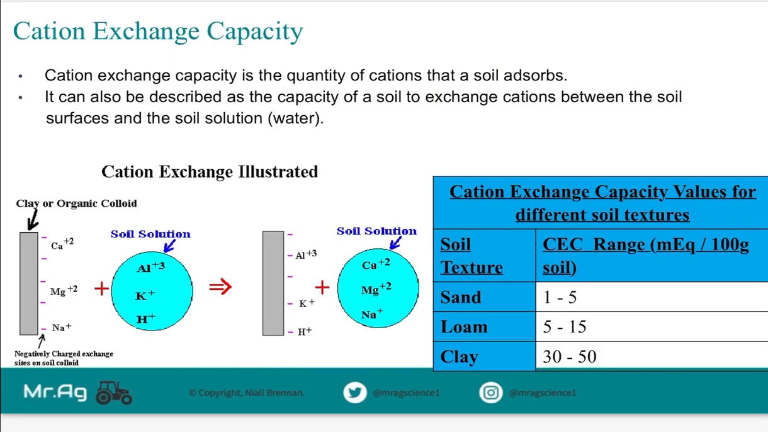Then we go on to our new definition here, which is cation exchange capacity. Hopefully you can remember that cation exchange is the ability of a soil to attract, retain and release cations. Cation exchange capacity is just the quantity of cations a soil can absorb. This can be described as the capacity of soil to exchange cations between the soil surfaces and soil solution. Again, if we have a positively charged cation such as calcium 2+ coming in, that is going to remove two negative ions.